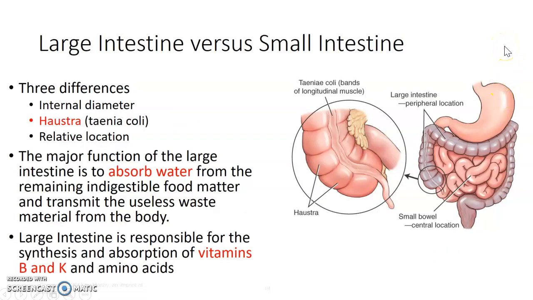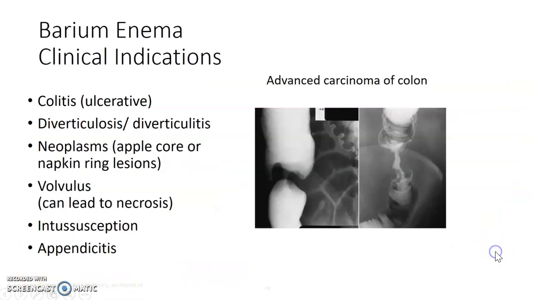Large intestine. So 3 differences between large and small intestine. The internal diameter. The large intestine has haustra instead of the villi from the small. Its major function, absorb water. Write that down. And responsible for the synthesis and absorption of vitamins B and K and amino acids.